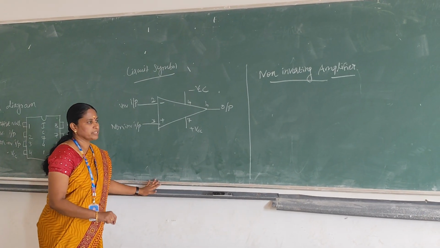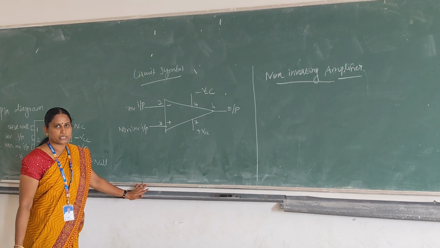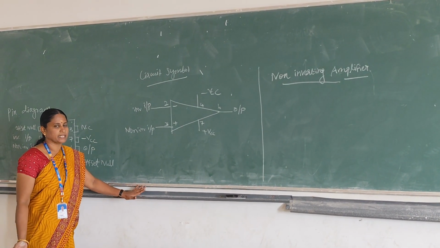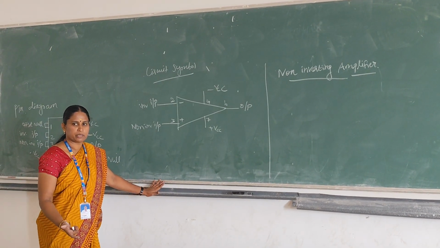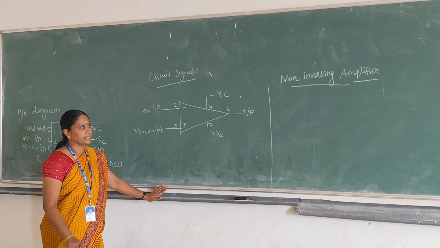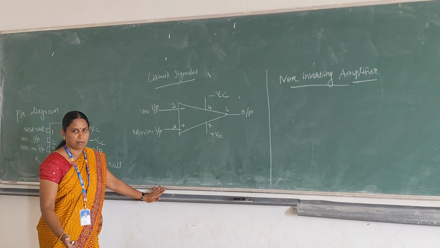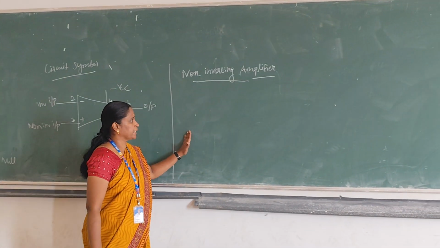In the previous session we discussed the inverting amplifier. We all know what an amplifier is: the output quantity has to be higher than the input quantity, either voltage or current. If the output value is greater than the input value, then we can say it is an amplifier. So let us discuss the non-inverting amplifier.